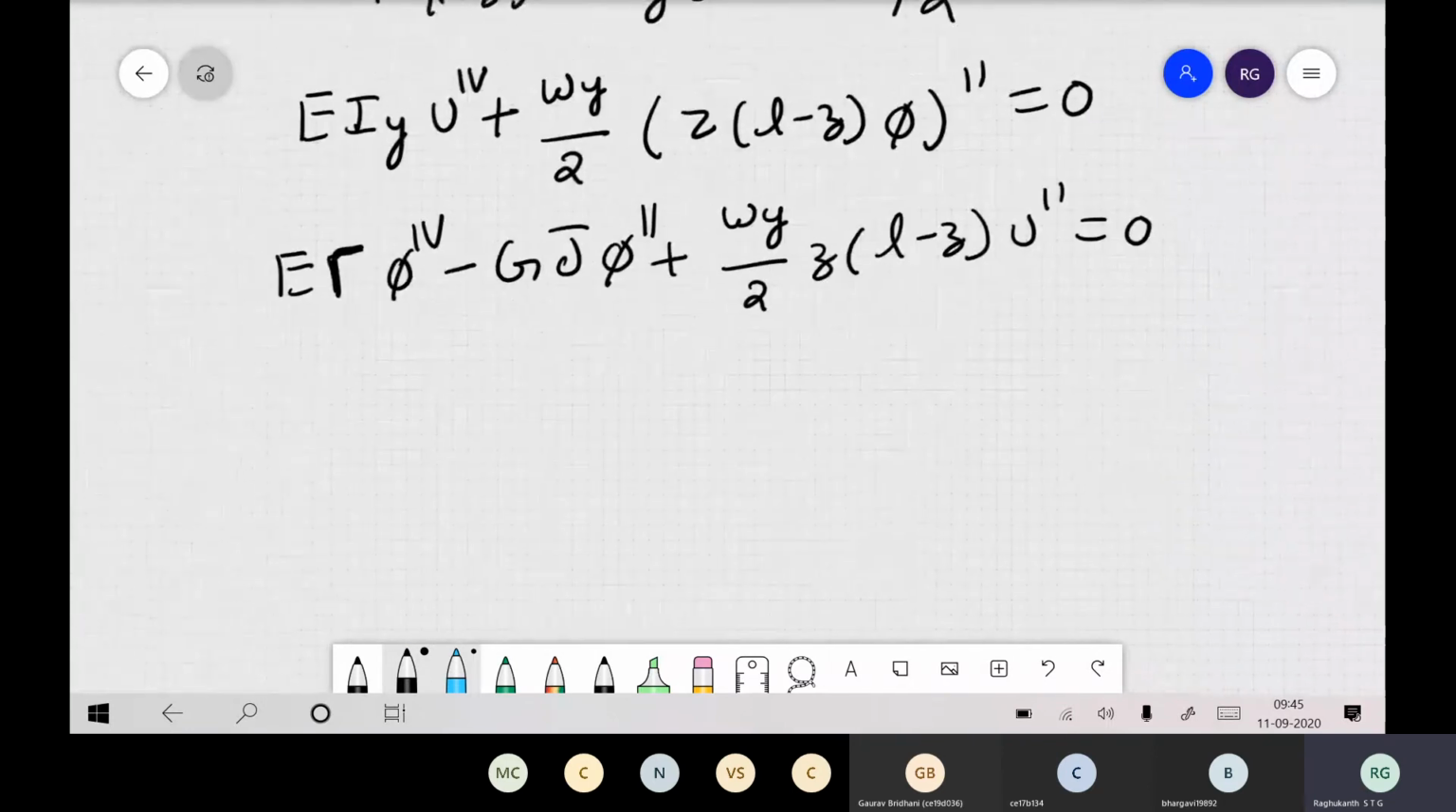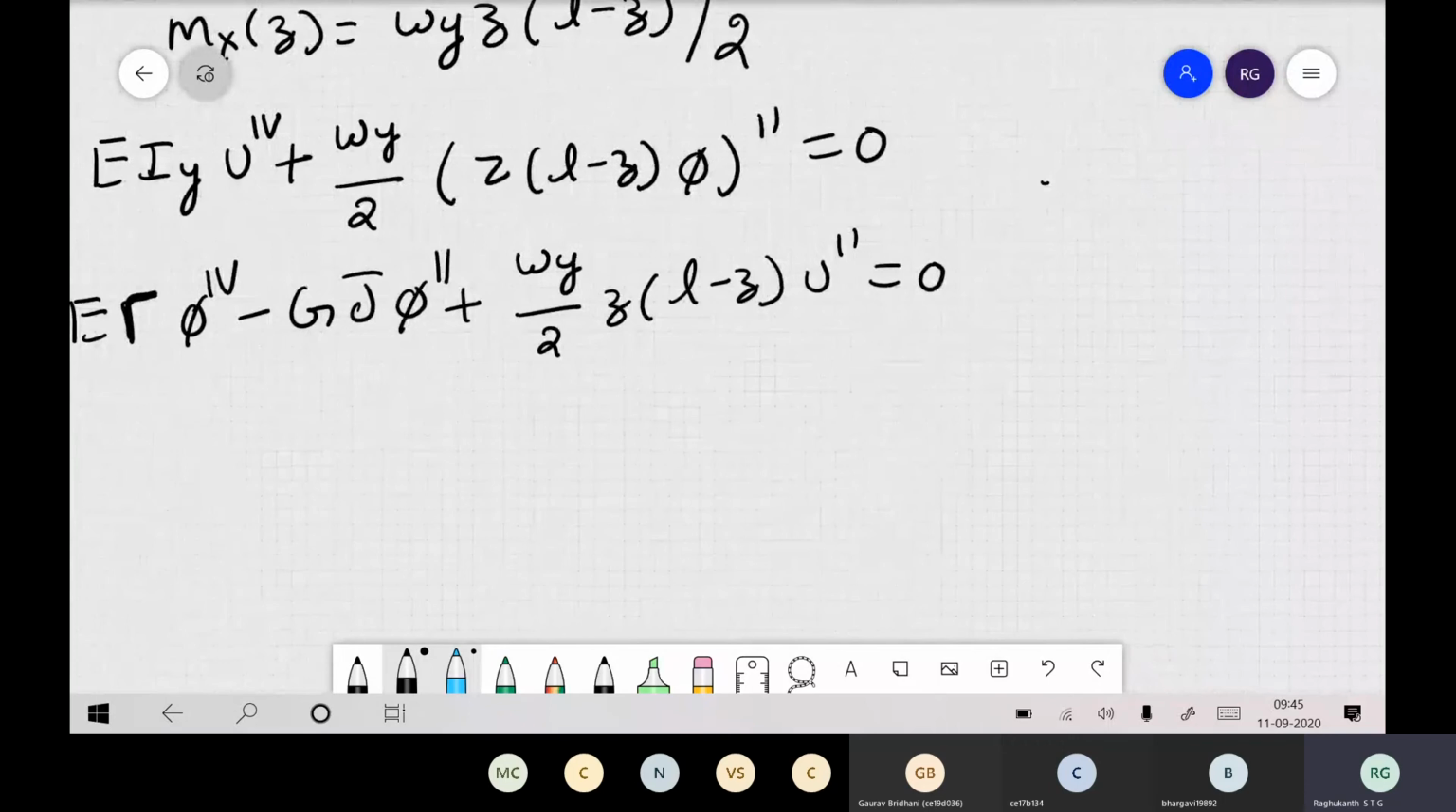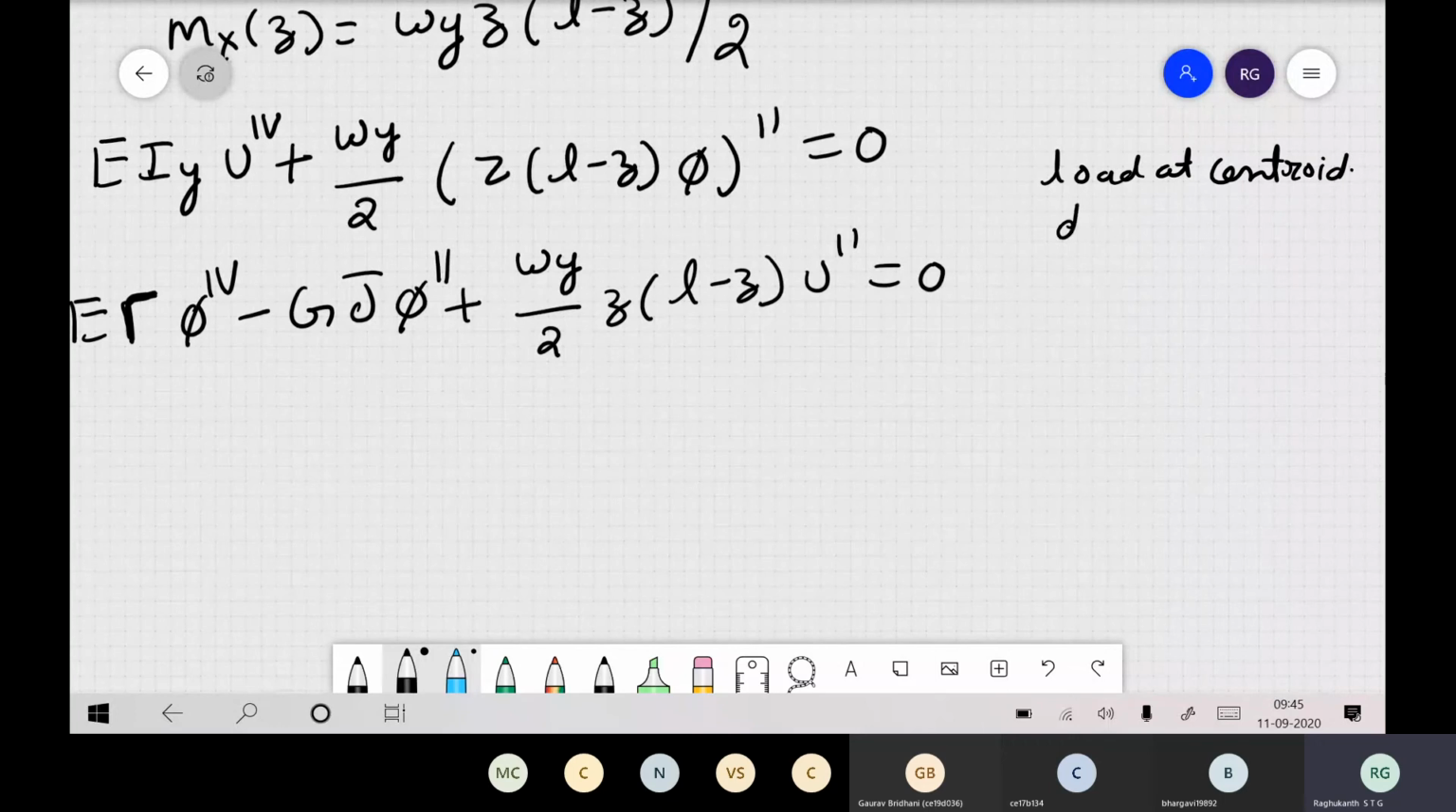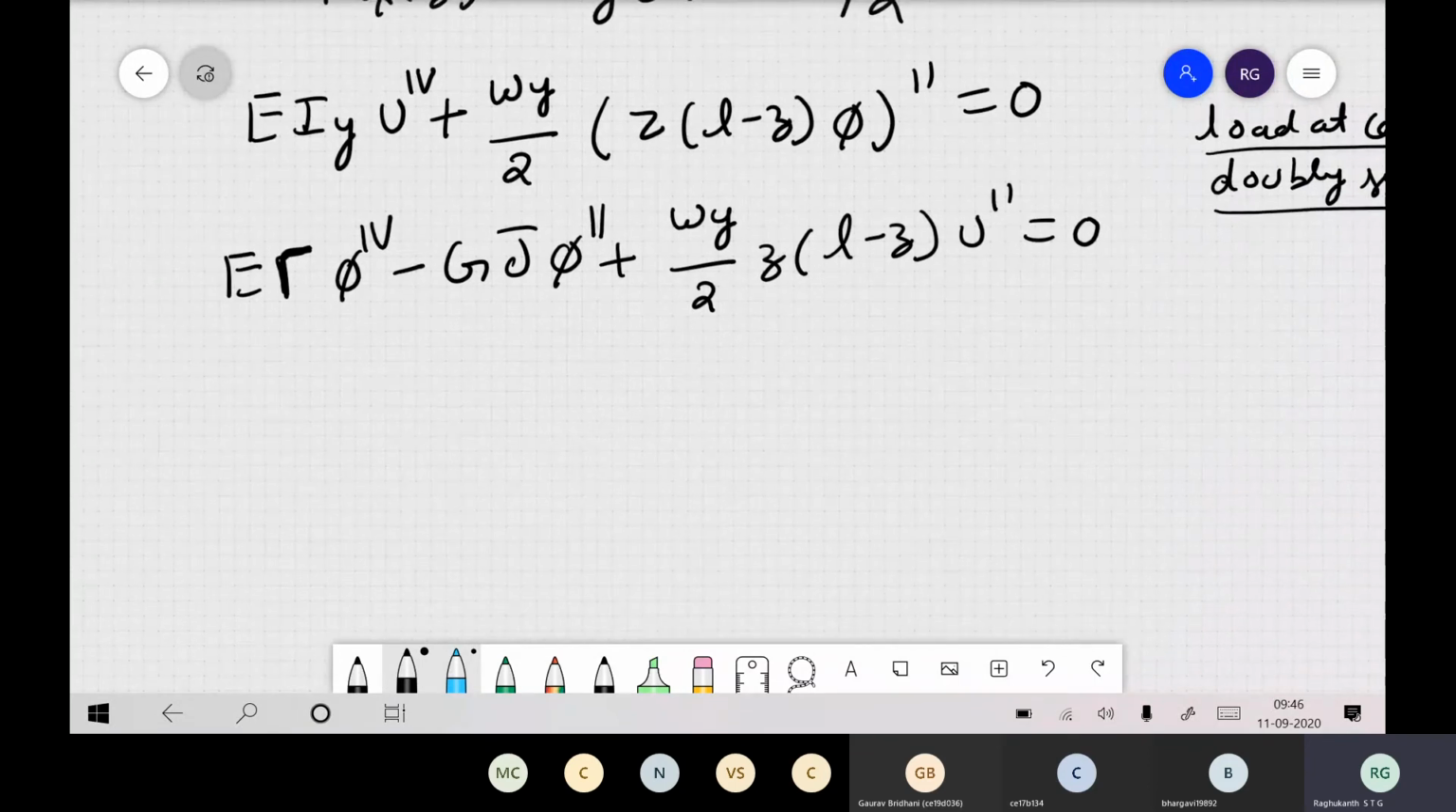So you can try with the load applied at the centroid. The meaning is like this: at the centroid, and it is doubly symmetric, so it is perfectly symmetric. Then you can ignore this AX bar and AY bar also.